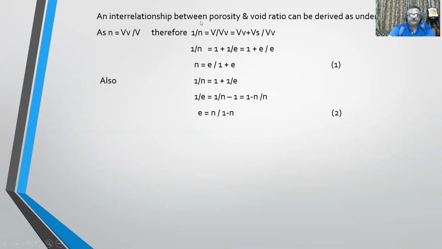So, an interrelationship between porosity and void ratio can be derived as under. As we know, n is equal to volume of voids to the total volume. Therefore, 1 over n is equal to total volume to the volume of voids. So this becomes a reciprocal. The total volume is equal to volume of voids plus volume of solids, as I had already told you. So by substituting these values, we can get the value of porosity in terms of void ratio. Similarly, we get void ratio in terms of porosity.